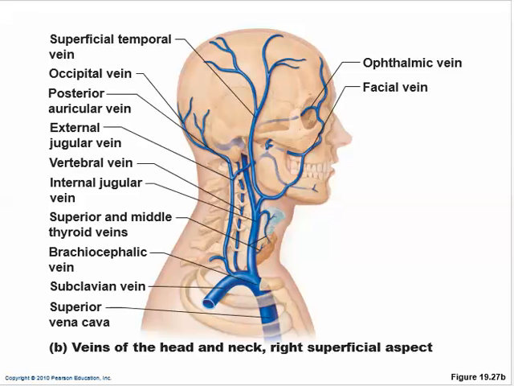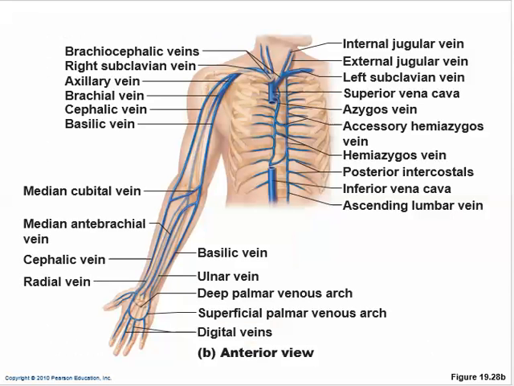Something of note is that there are two brachiocephalics, a left and a right, where there's only one brachiocephalic artery. There are left and right veins.